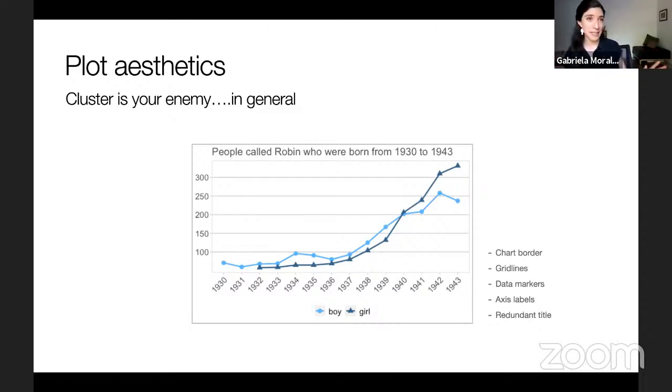And if you don't need them, then don't show them. They will just clutter your visualization. And we like clean, crisp lines and to be able to focus on what's really important and the message you want to give. So in general, avoid the chart border, grid lines, data markers, like these data markers, axis labels. No, you don't want to avoid them. You want to keep them. And redundant titles.